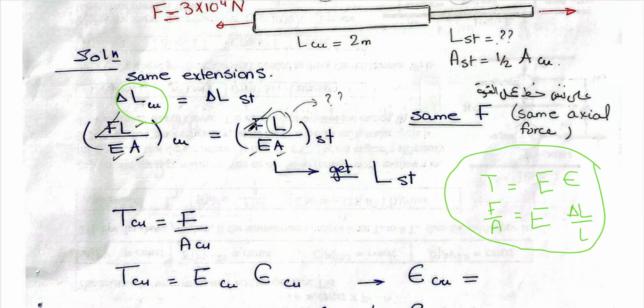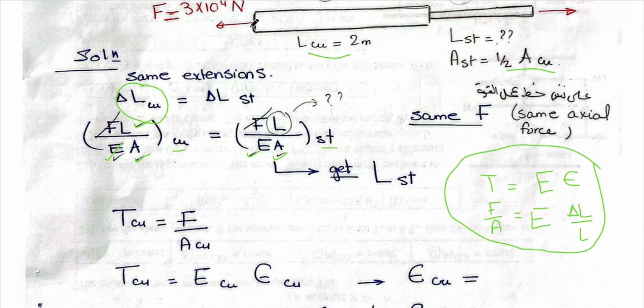And on the other side, write FL over EA. This is for steel and this is for copper and steel. You know E for copper and you know E for steel. Also, you know the area of the copper and the area of the steel, which is half the area of the copper. The length of the steel is given in the problem. L of the steel is unknown. This is what I'm searching for in this equation.